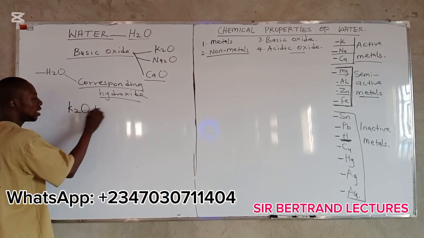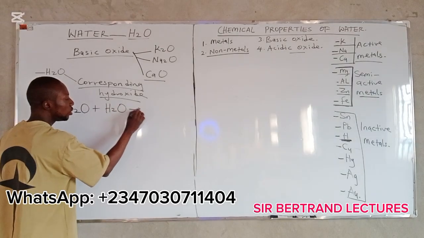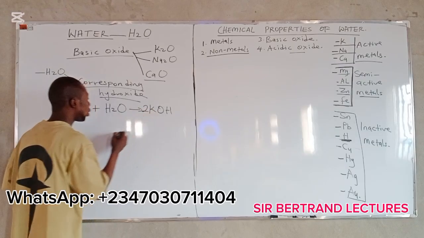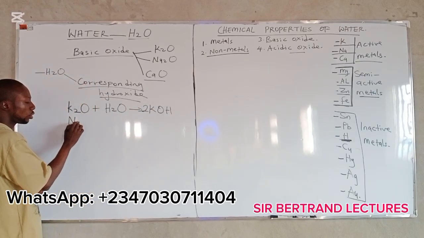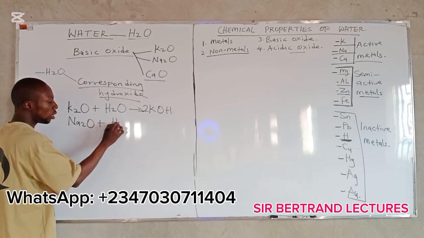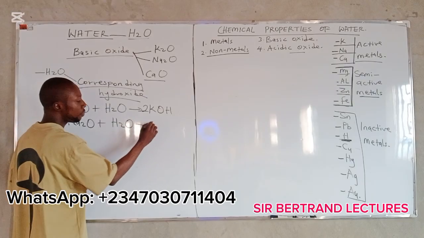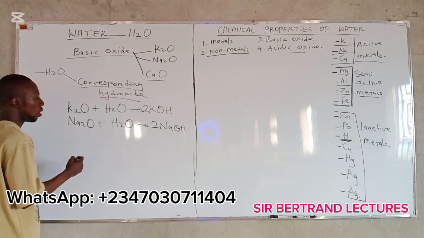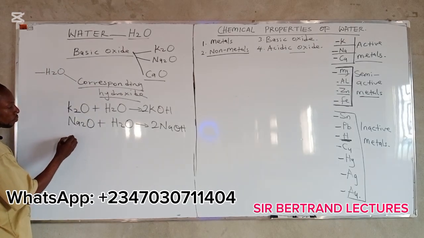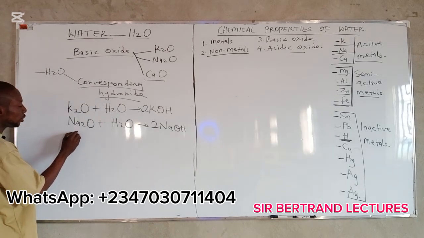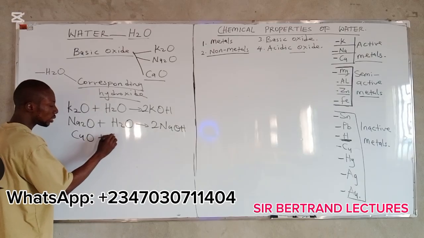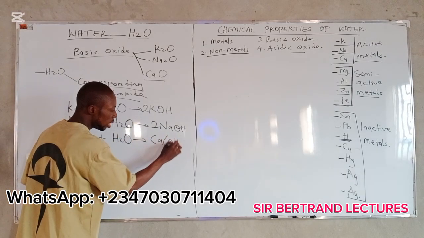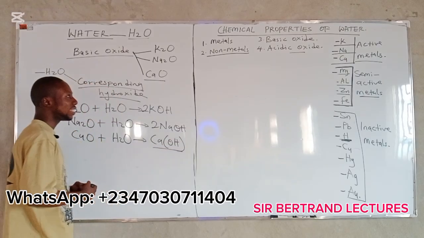Potassium oxide reacts with water to give potassium hydroxide. Okay? Sodium oxide reacts with water to give sodium hydroxide. All right? Then the next is calcium oxide reacts with water to give calcium hydroxide, which is known as slaked lime.